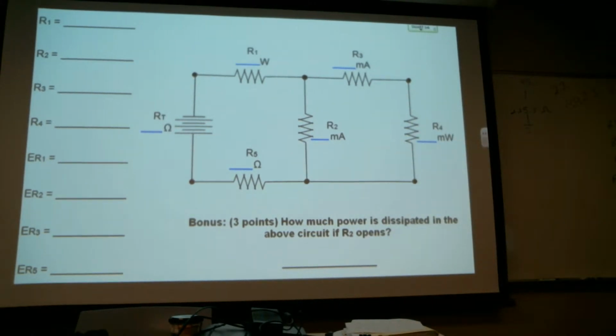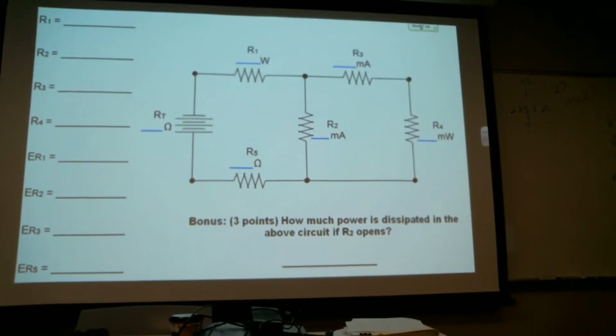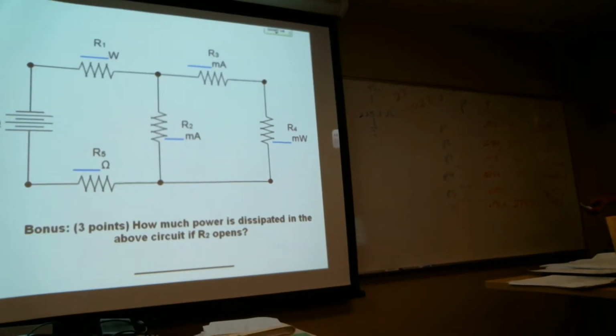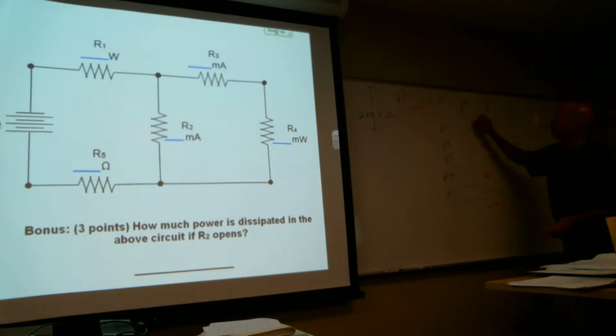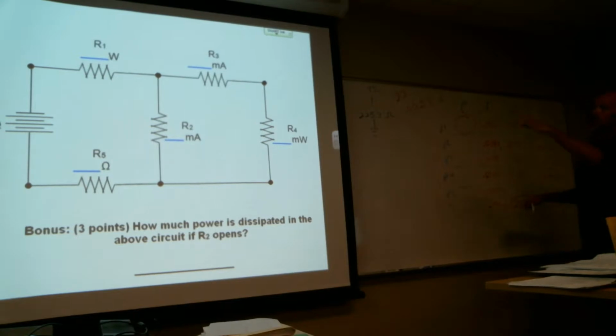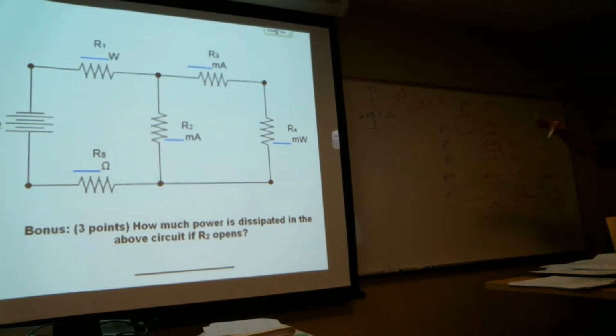So in that instance, I'll circle up here. I was given resistance total, so I'm going to circle that. I'm given watts for R1. I'm given amps for R2 and R3. I'm given watts for R4. And R5 I'm given ohms. I'll erase that circle so it's not confusing.